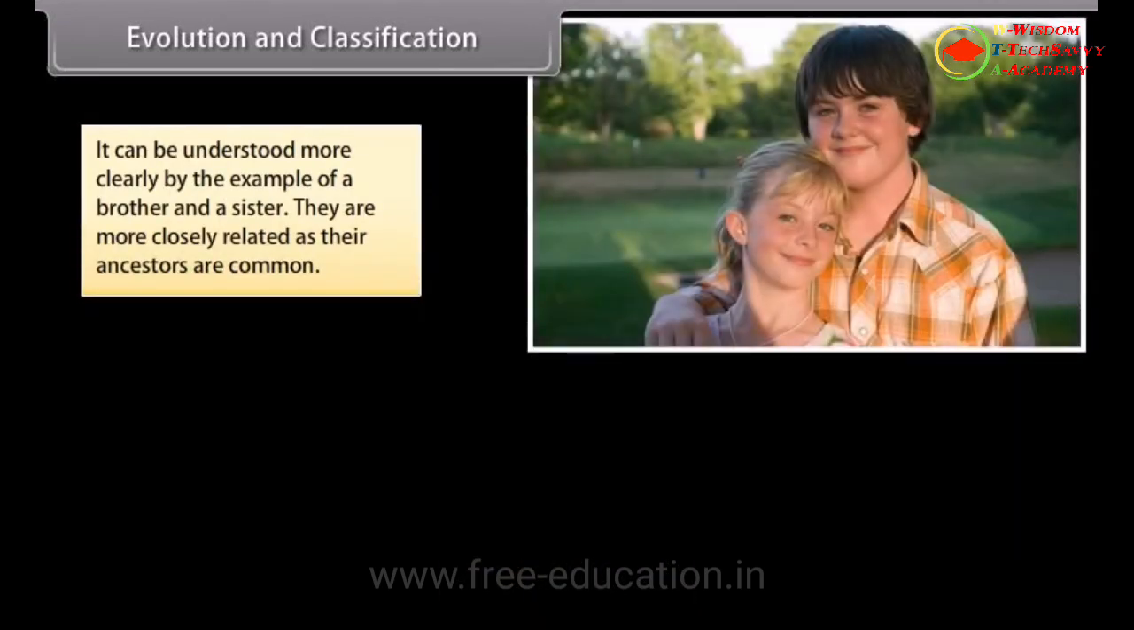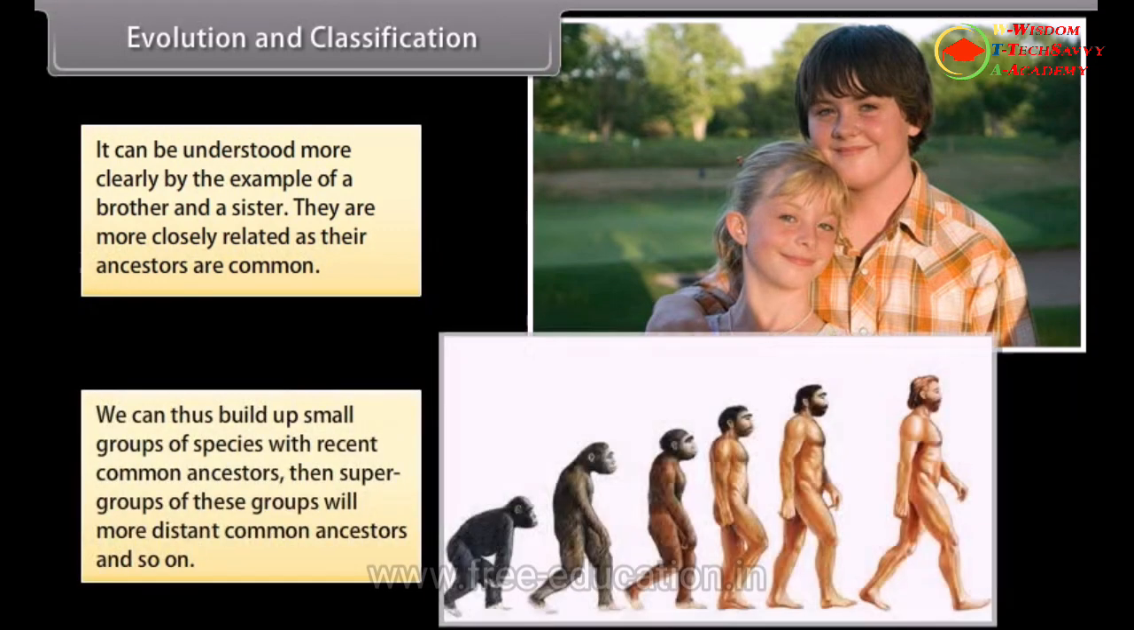It can be understood more clearly by the example of a brother and a sister. They are closely related as their ancestors are common. We can thus build up small groups of species with recent common ancestors, then supergroups of these groups with more distant common ancestors, and so on.